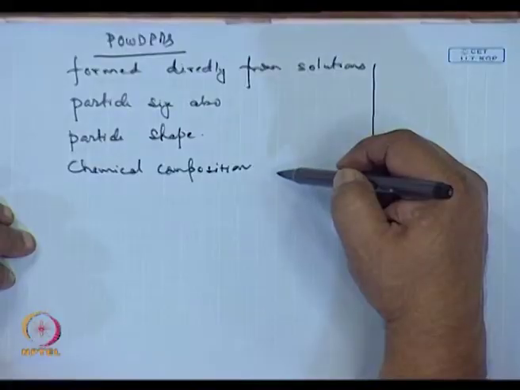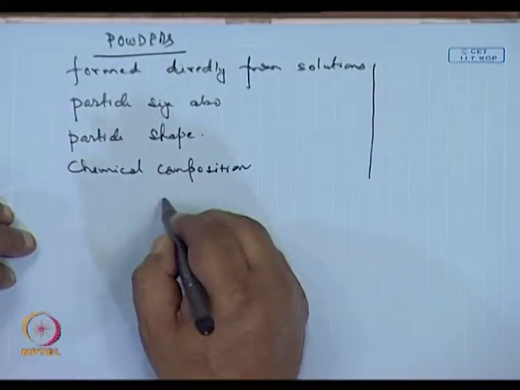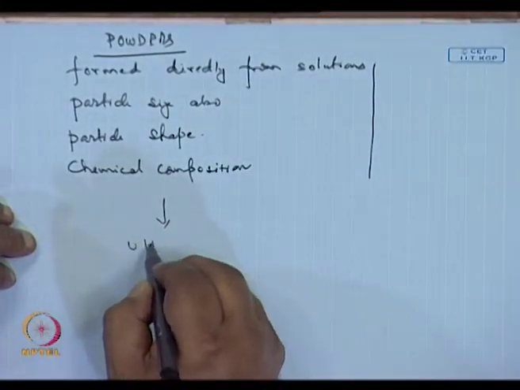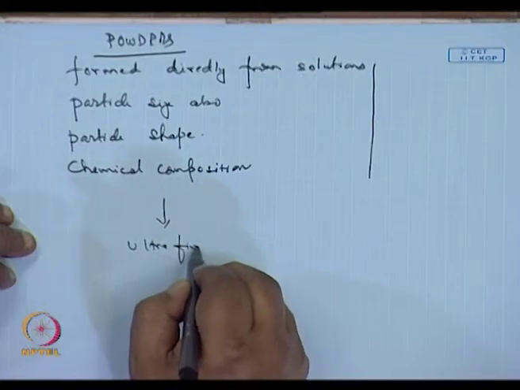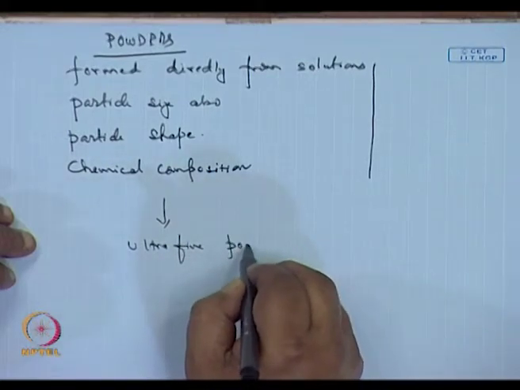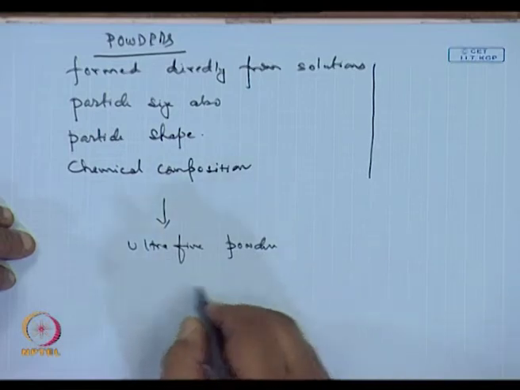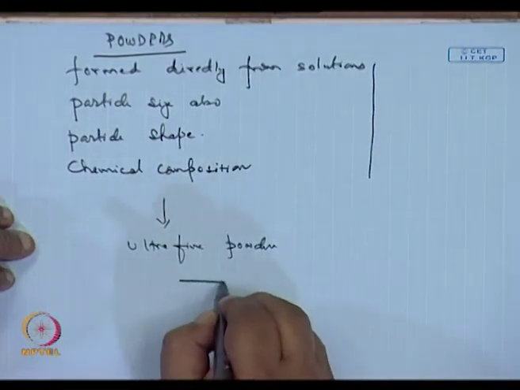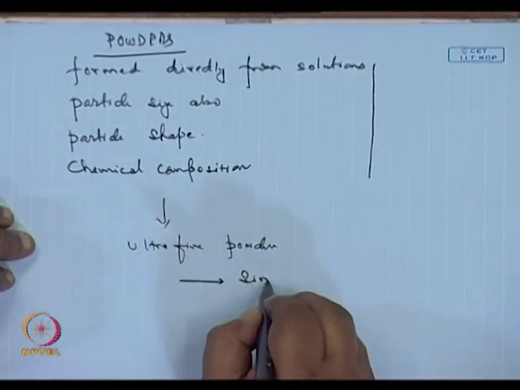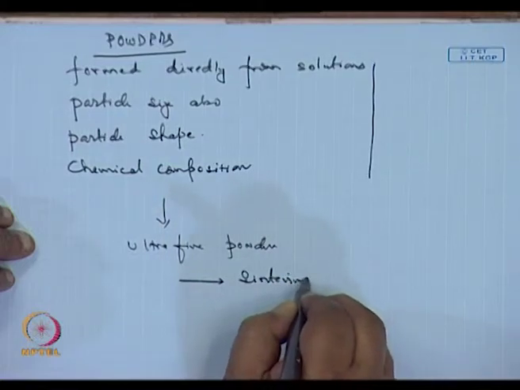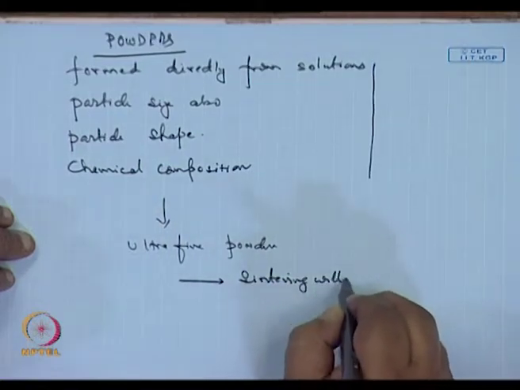I had shown you that by controlling the rate of nucleation, we can have a very large number of nuclei, and all of these can be controlled. And if we have ultrafine powders, sintering will be faster.